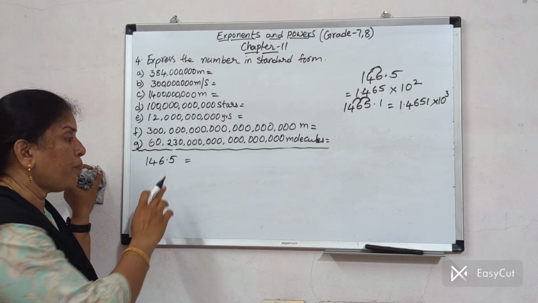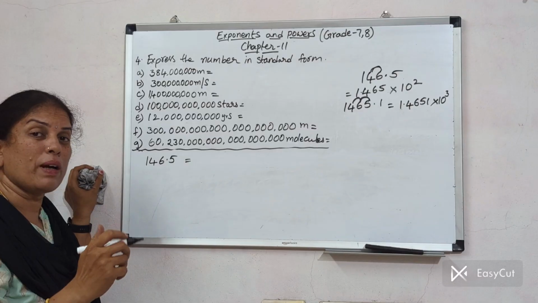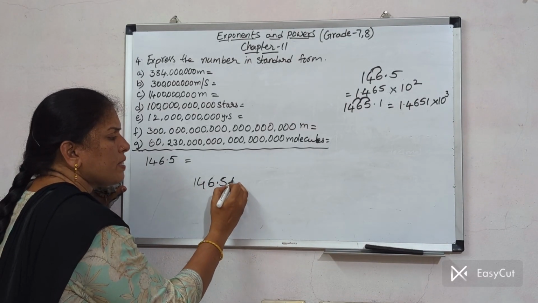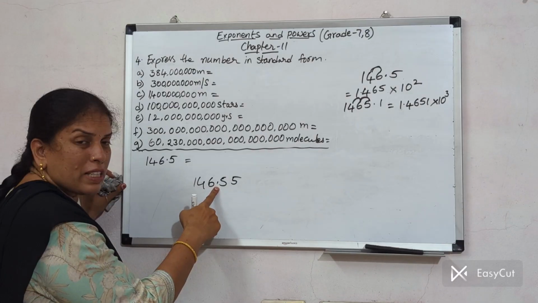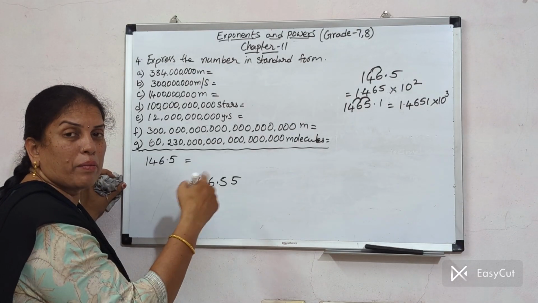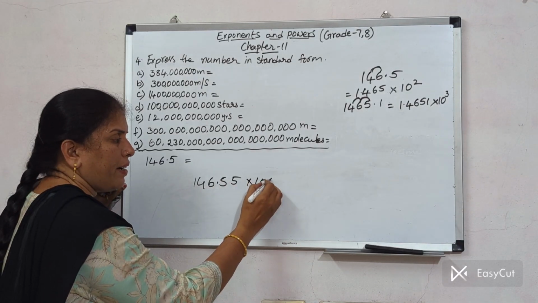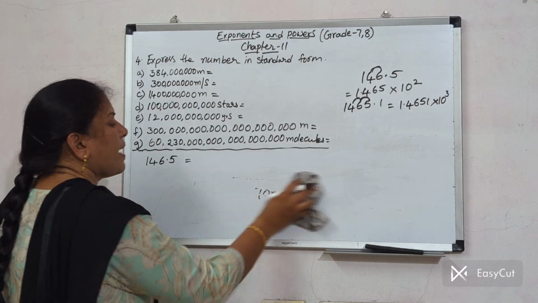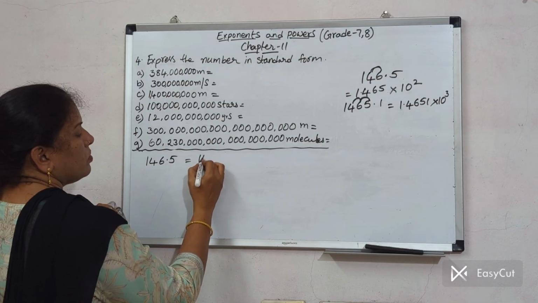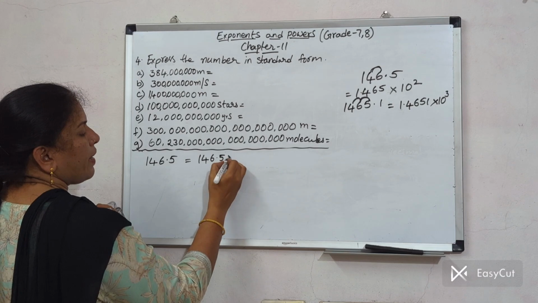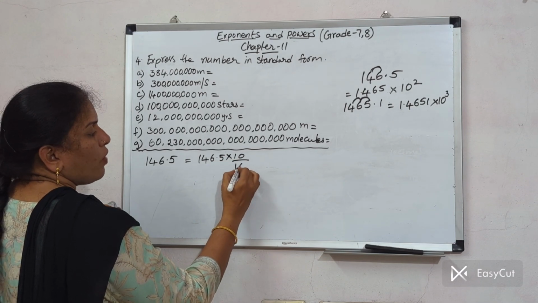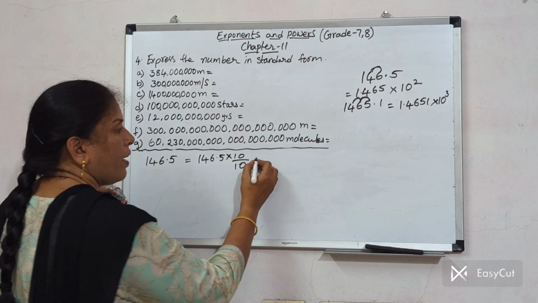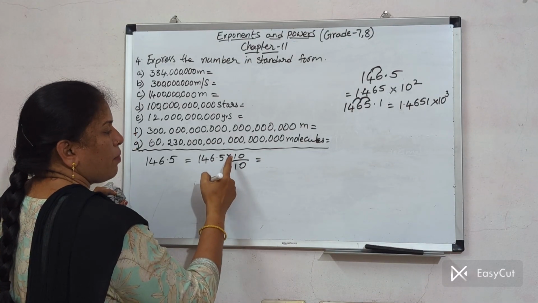To remove a point after 1 digit, you must multiply with 10 by 10. For example, point after 2 digits are there. To remove this decimal point, with what number we should multiply? 100 by 100. But here only 1 digit is there. That's why I am multiplying with 10 by 10. Why? I want to remove this point. That's why. Okay. Multiply with this number.